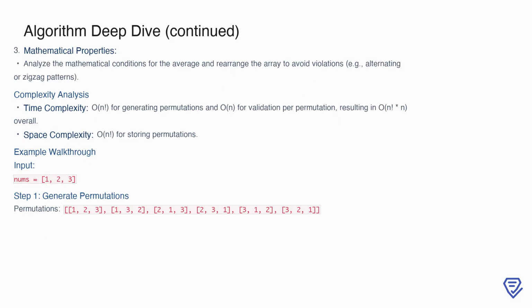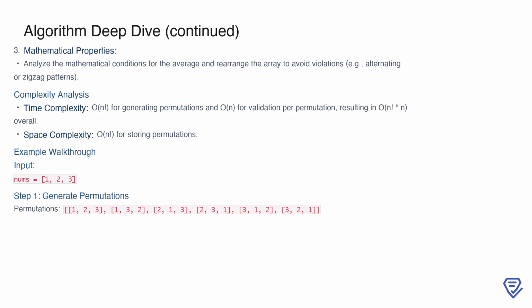In addition to sorting and greedy methods, we can leverage mathematical properties to further optimize the solution. By analyzing the condition nums[i] equals (nums[i-1] + nums[i+1])/2, we can deduce patterns that help avoid violations, such as arranging the array in an alternating or zigzag pattern. This ensures that the difference between consecutive elements is sufficient to prevent any element from being the average of its neighbors. Now, let's analyze the complexity of the brute force approach.